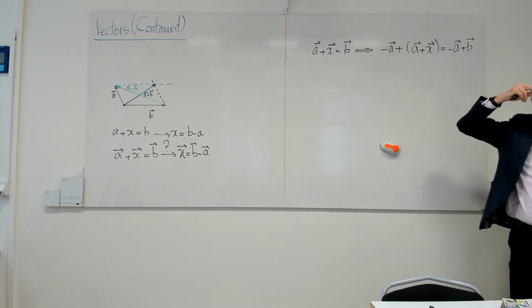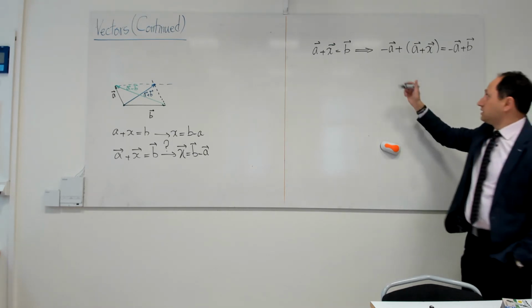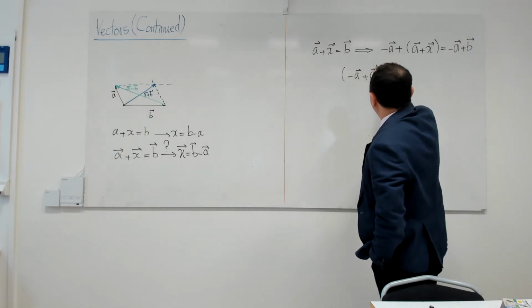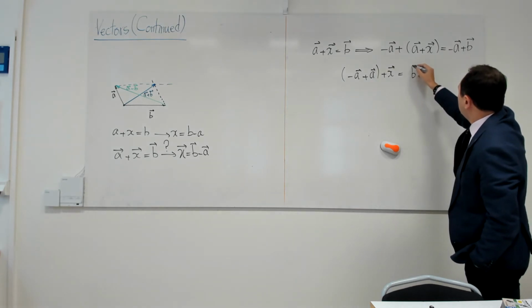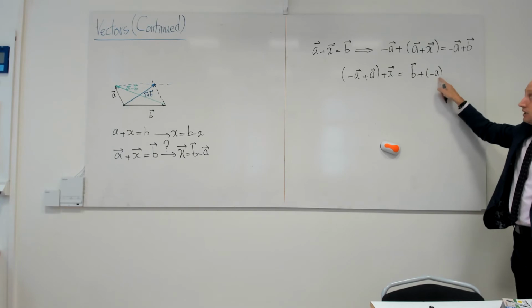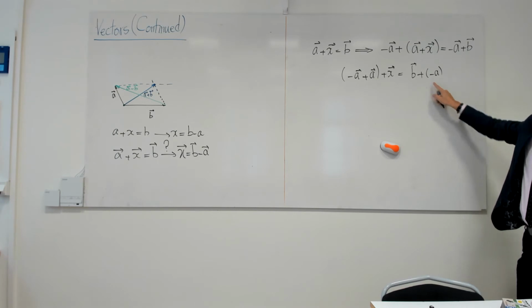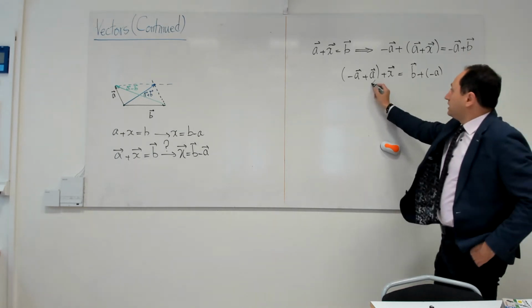The answer is yes, because of associativity. So this means that I put minus A plus A, and then I put X outside. Can I write this as B plus minus A? Is that right or not? Can I write this like that because of commutativity? Because here I am interchanging. And then what is the result here?